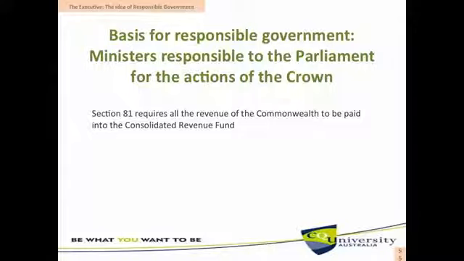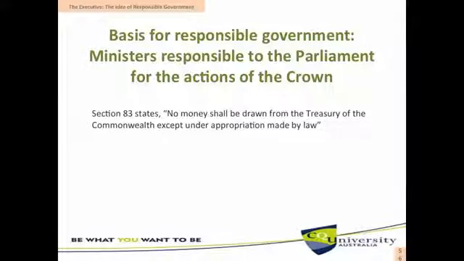Essentially, the executive government that loses the support or confidence of the Parliament cannot govern, simply because Parliament controls government's access to finance. For example, Section 81 of the Australian Constitution requires that all the revenue of the Commonwealth should be paid into the Consolidated Revenue Fund. And Section 83 of the Australian Constitution also states that no money shall be drawn from the Treasury of the Commonwealth except under appropriation made by law. Now, obviously, the power to pass laws, to appropriate money, lies with Parliament.